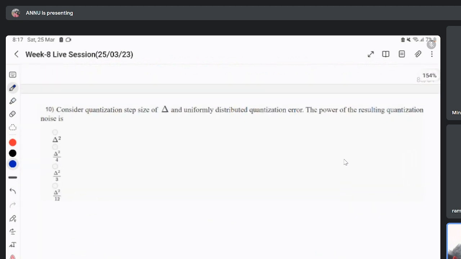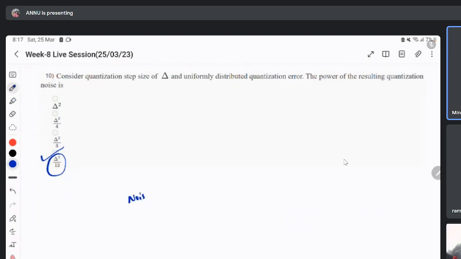So we have come to the last question. Consider a quantization step size of delta and a uniformly distributed quantization error. The power of the resulting quantization noise is delta square by 12, as you told, right? Yes, ma'am. Why is it delta square by 12?